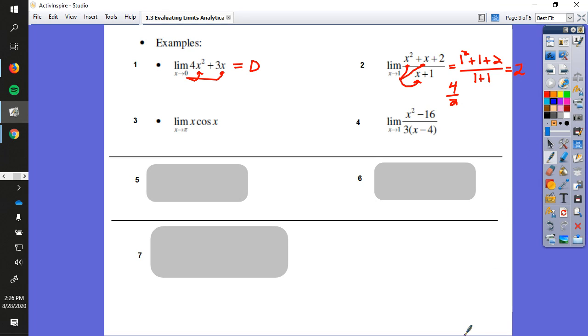Okay, looking at the third one, again, there's a trig thing, but we don't use trig identities with these limits unless we can't do a direct substitution. So that's what we want to try to do, a direct substitution. And what you'll notice is we can absolutely do a direct substitution.